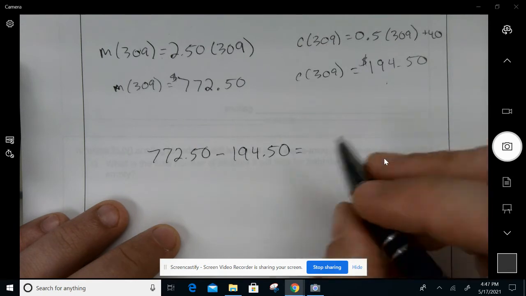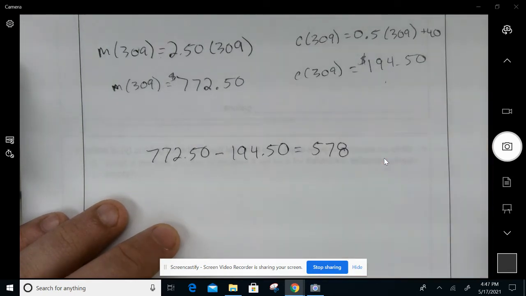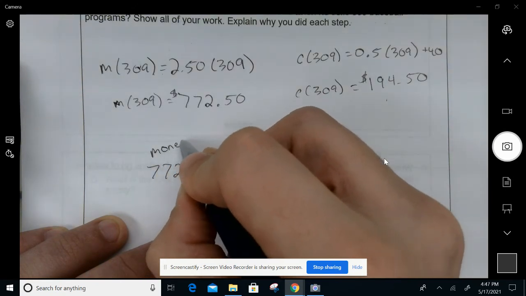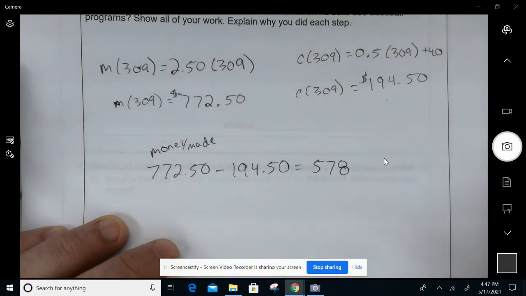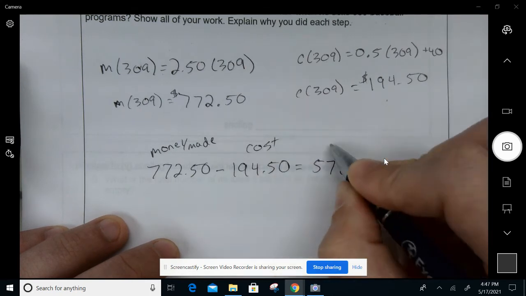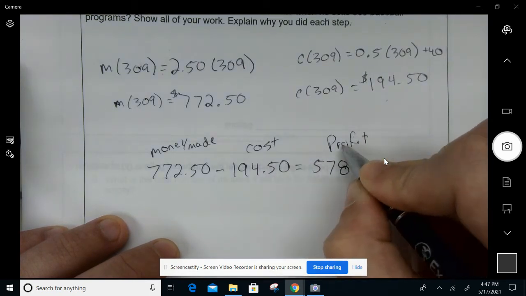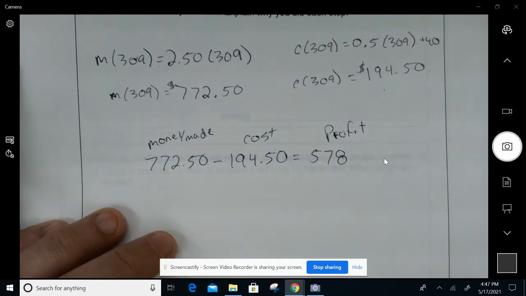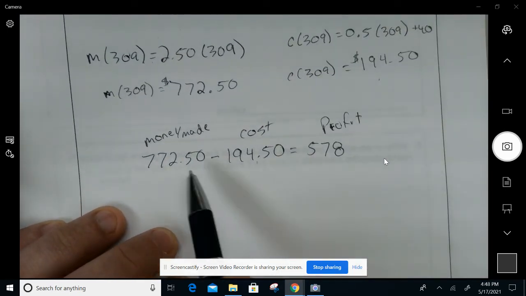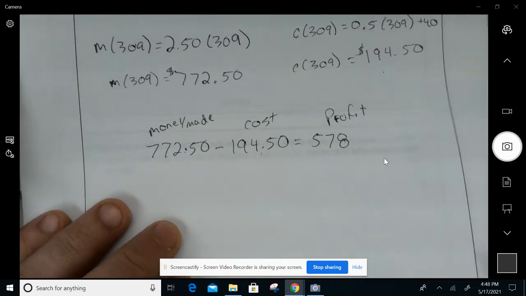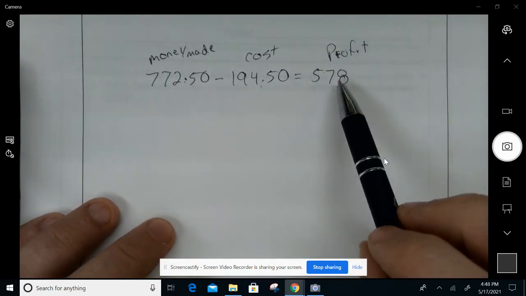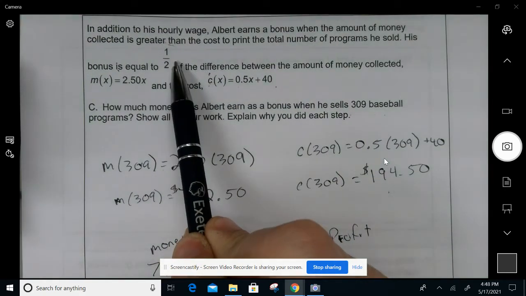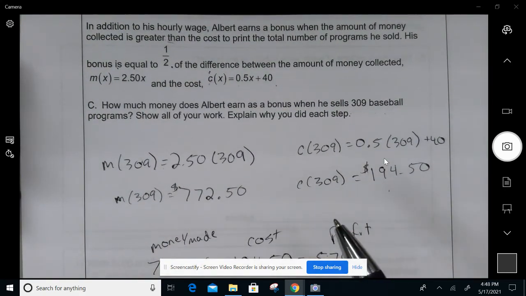Basically this is going to be how much money they made right here. This is the money made. This is the cost. And this is the profit. This is how much they're walking away with. That's the profit. It costs this much to make. This is how much money they raked in, but the difference is the actual profit, what they actually get to keep. So basically Albert's bonus is 1/2 of the difference between these two.